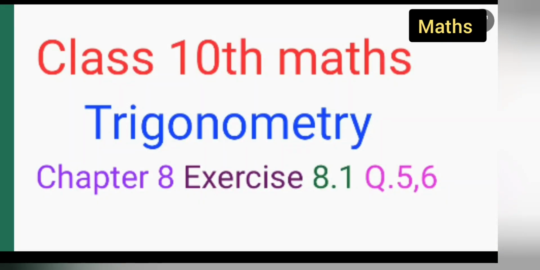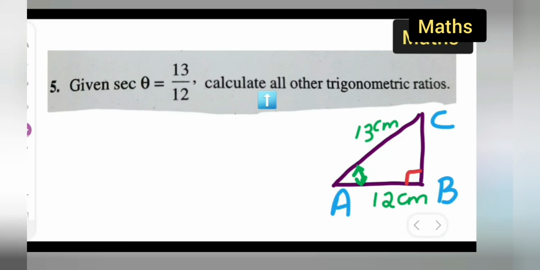Today's question is taken from class 10 mathematics, trigonometry chapter 8, exercise 8.1. I will be solving question number 5 and 6 today. So let me start. Take down this question first. Given sec theta is equal to 13 upon 12, calculate all the trigonometric ratios.